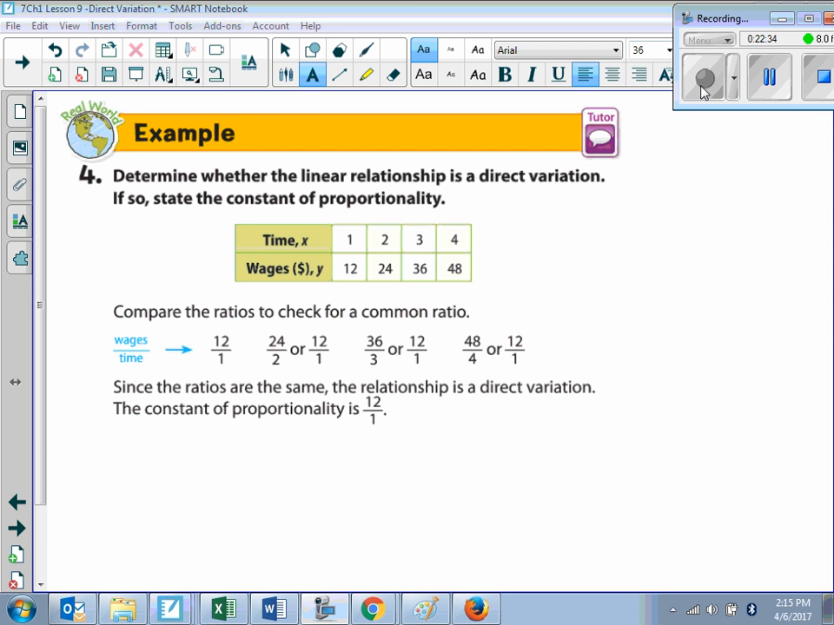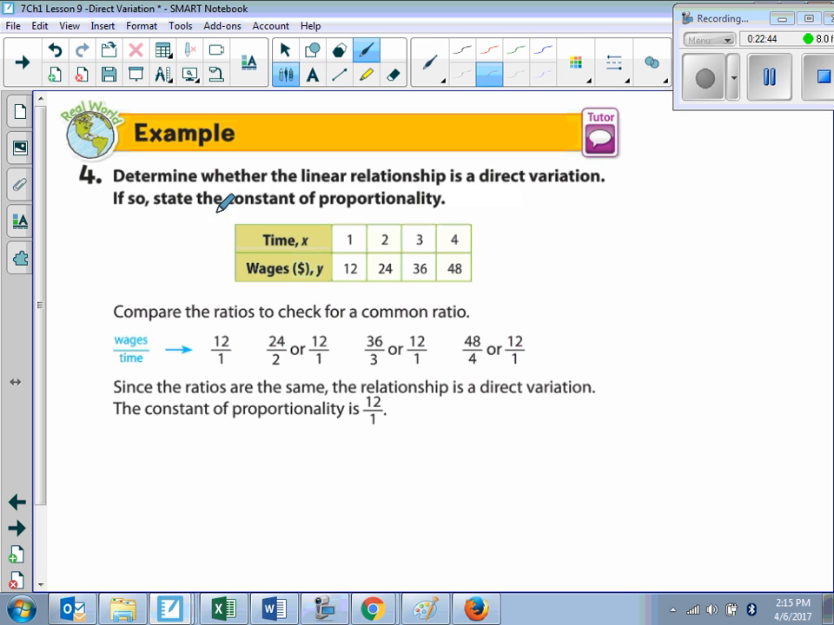All right, for example 4, it says, determine whether the linear relationship is a direct variation. If so, state the constant of proportionality. Remember, the constant of proportionality is the k, right? It is also the unit rate, okay? It's the r to 1. So here, the first thing we're going to do is check to see if all the ratios are the same.